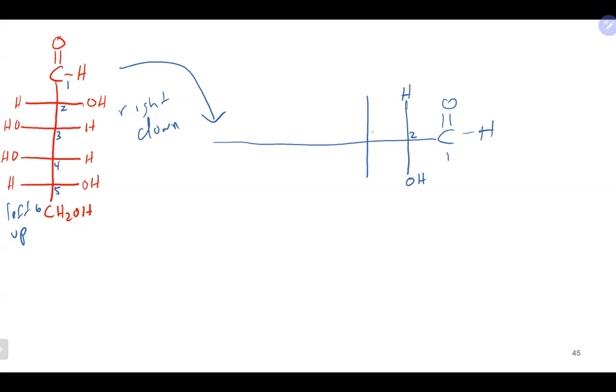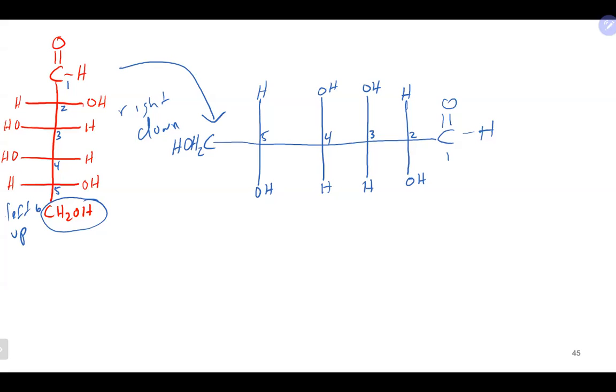My carbon number 3, I would have then my H and my OH. Carbon number 4, I would have my H and OH. Carbon number 5, I would have my OH and my H. And then I would have the CH2OH happening there, which is obviously this group right here. First off, any questions on dropping it down?